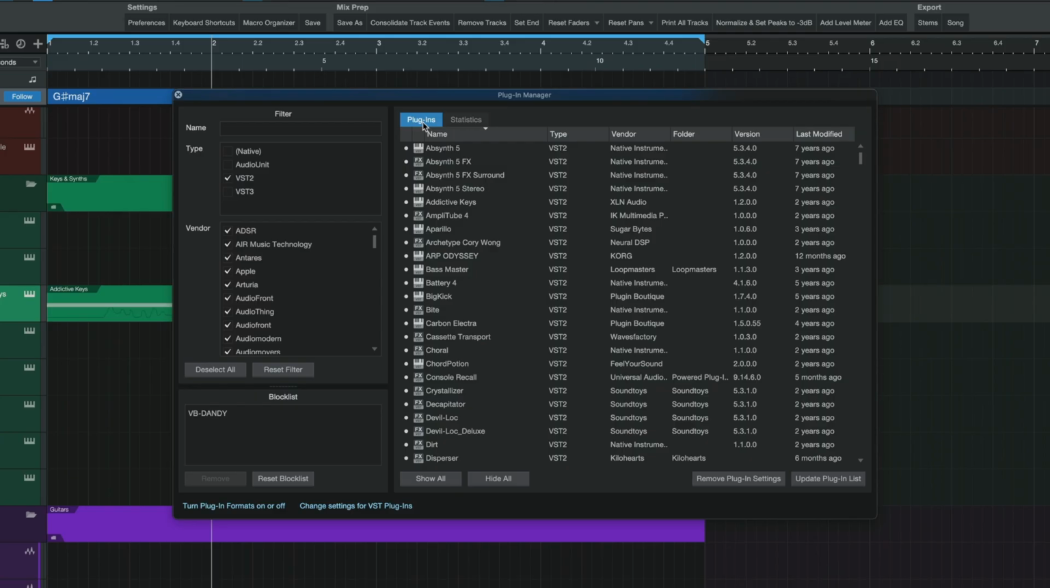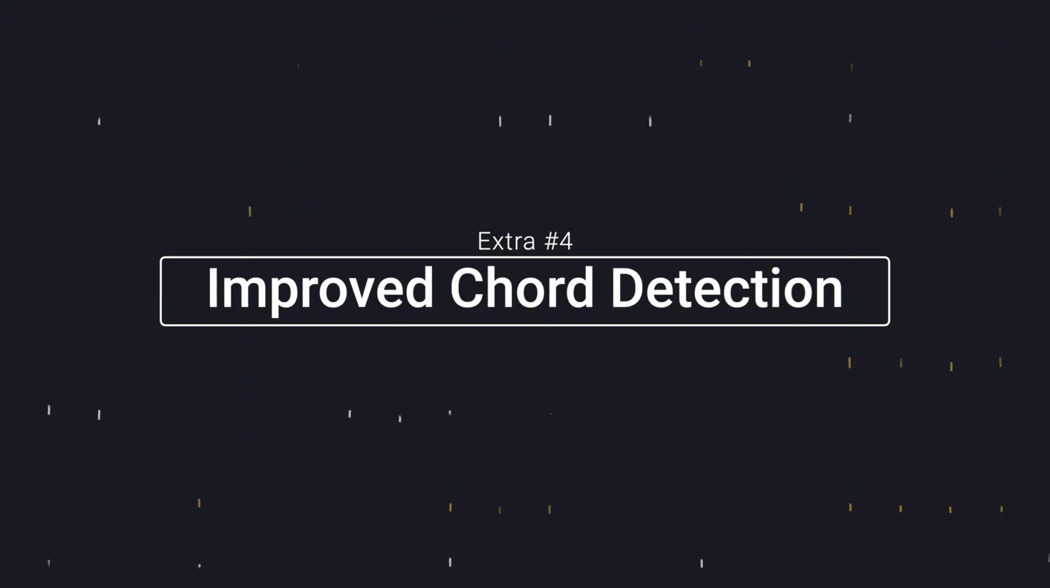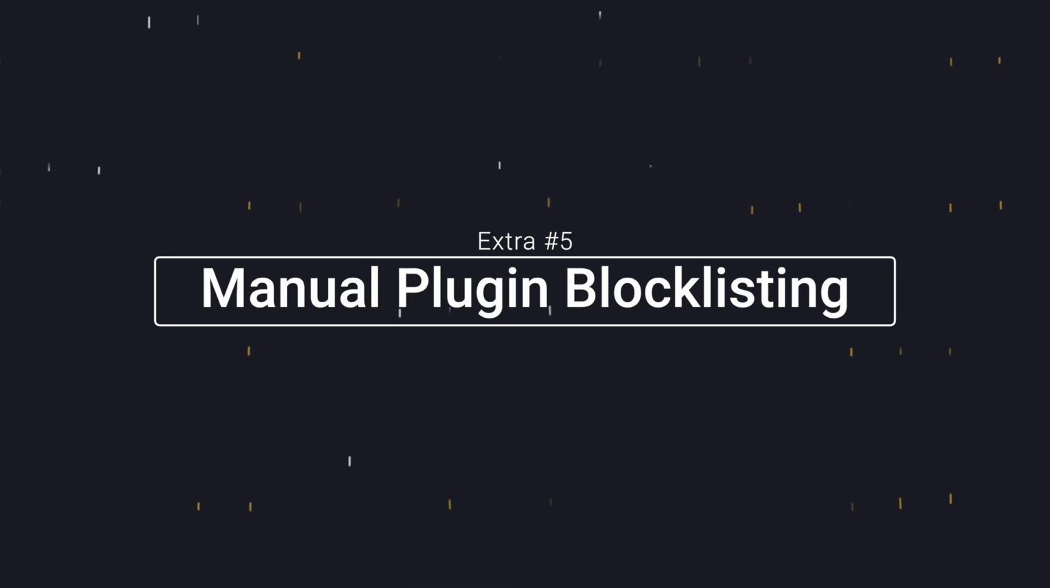The plugin manager has gotten a slight facelift, allowing it to now show you information such as what version of your plugin you are on and when was the last time you used them. This is handy to know if you need to either update the plugin or just remove it completely from your system. Studio One now has improved chord detection, making it easier to pick out chords from audio and MIDI.